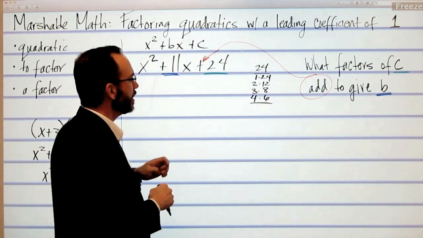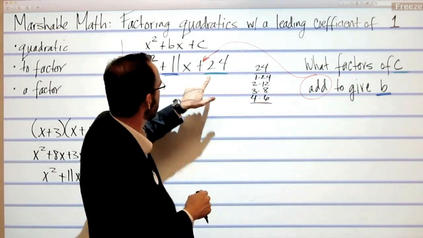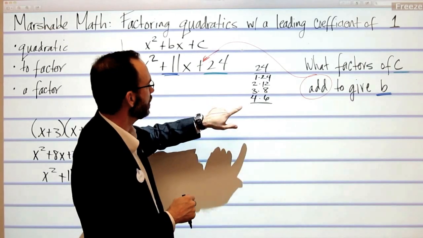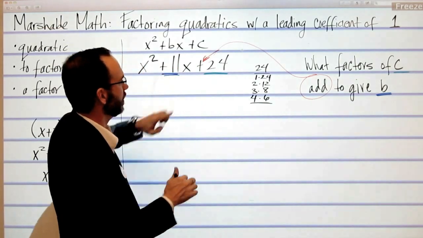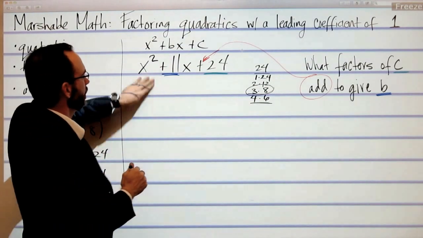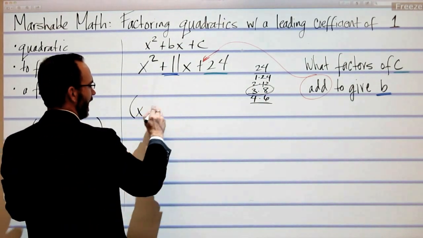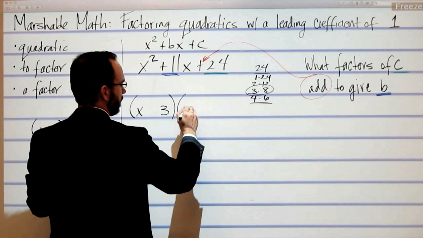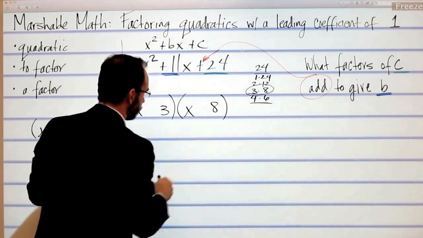Okay, now, because the sign on the C is positive, which factors, when I add them, give me 11? As you can see, it would be the 3 and the 8. So here's what I do: I come down and I say, all right, it's going to be an X and a 3, and it's going to be an X and an 8.